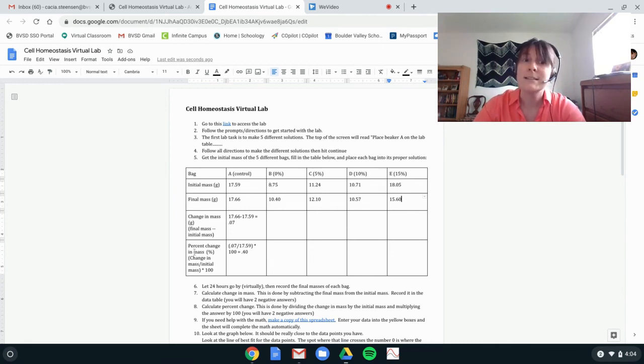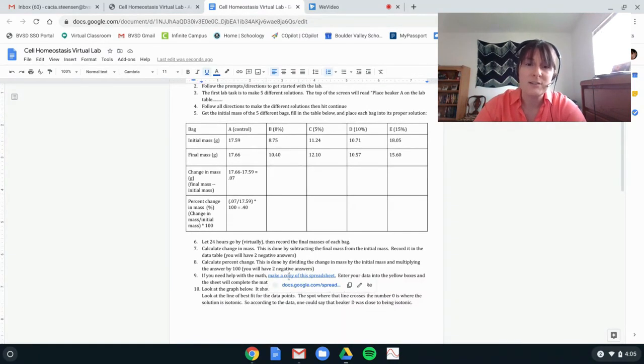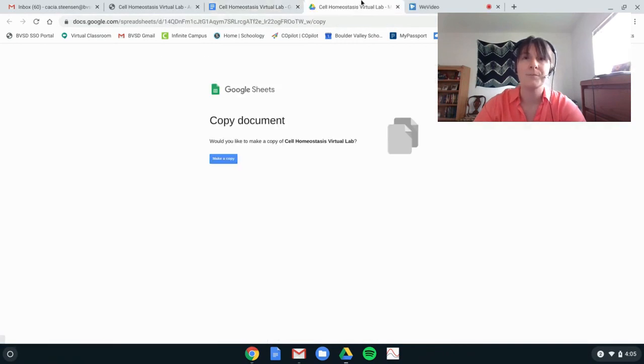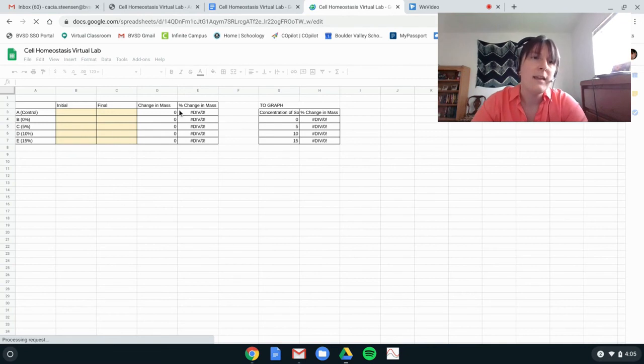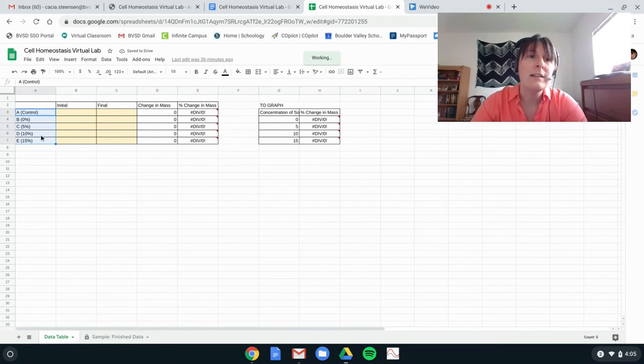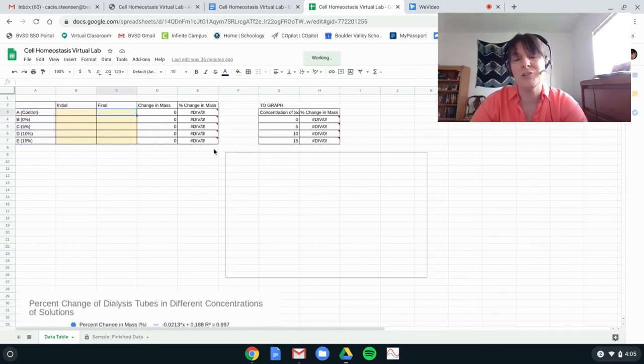Then I can find the percent change in mass. And all I need to do for that is divide my change by the initial mass, and then multiply by 100 so that it's a percent. If we need any help with this, then there's a spreadsheet that we can make a copy of. If we make a copy of this particular spreadsheet, then here are the initial and final masses of each one of these. We can write them in this box, and it'll calculate change in mass and percent change in mass for us.